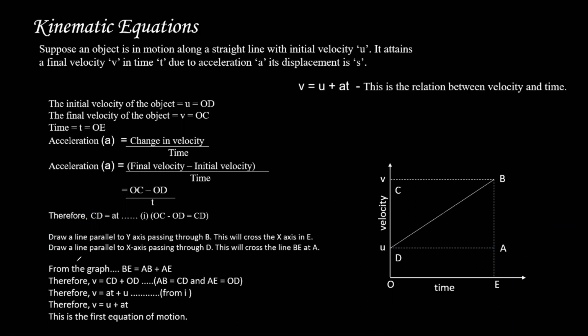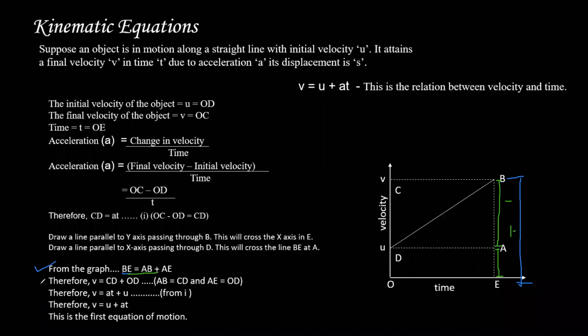Then we'll go ahead. So from the graph, where is BE? BE is equal to AB plus AE. So that is obvious. It is equal to AB plus AE. AB is nothing but this. AE is nothing but this. If you add both of them, you get this BE. Okay.